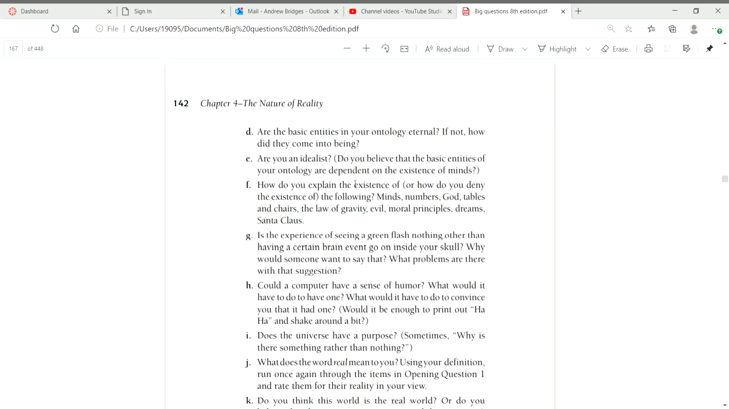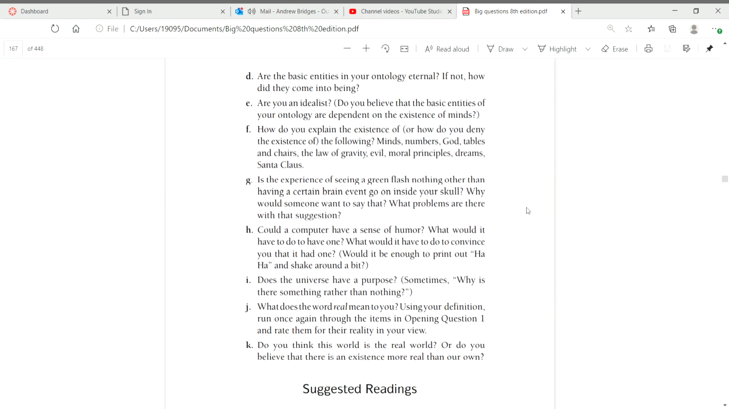How do you explain the existence of, or how do you deny the existence of, the following? Minds, numbers, gods, tables, chairs, the laws of gravity, evil, moral principles, dreams, Santa Claus. This is when question 1 from the opening is really going to help you. To some extent, all of these things exist if only in the concepts of our language. But which ones have greater existence, lesser existence? How do you know? How do you justify it?